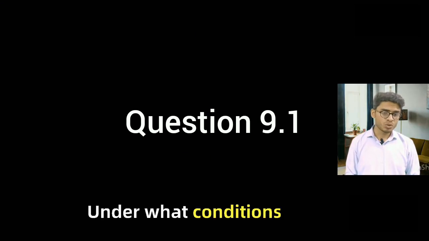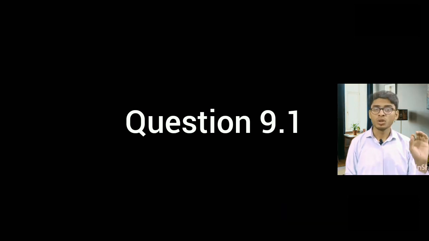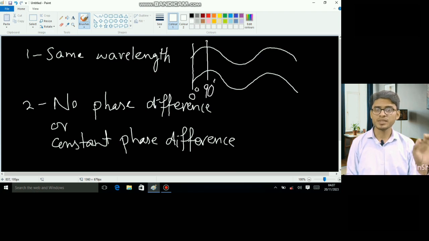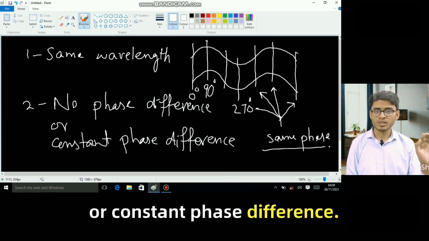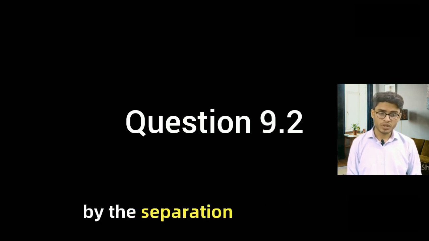Under what conditions do two or more sources of light behave as coherent sources? Two or more sources of light behave as coherent sources if they have the same wavelength, and zero phase difference or constant phase difference.